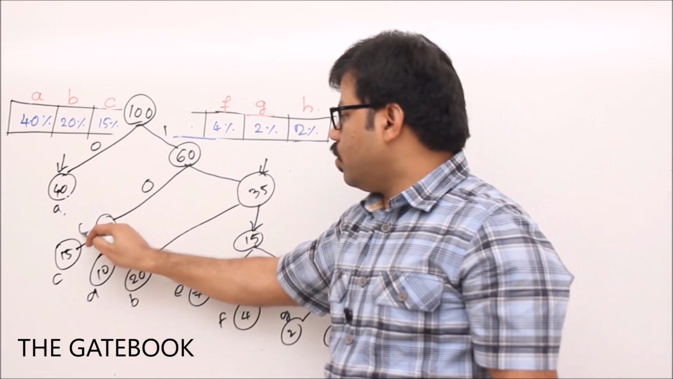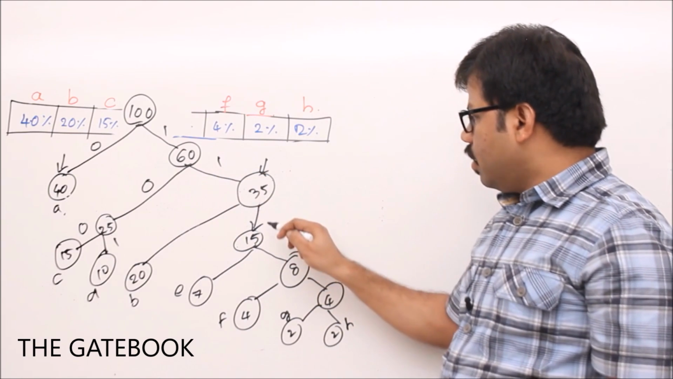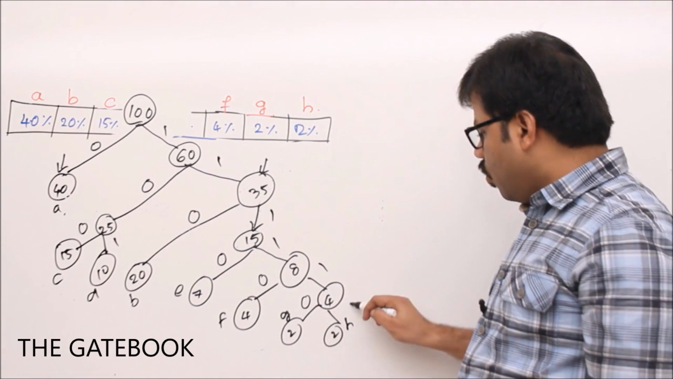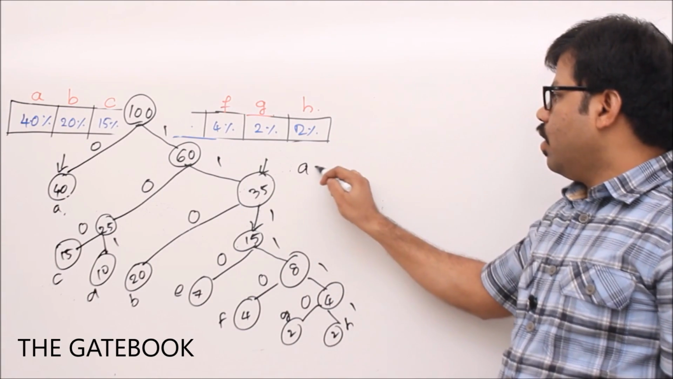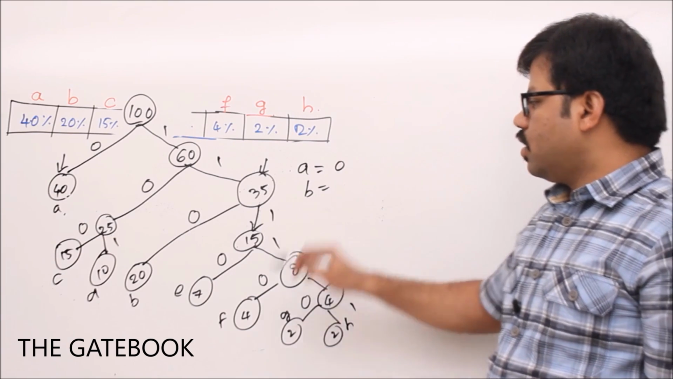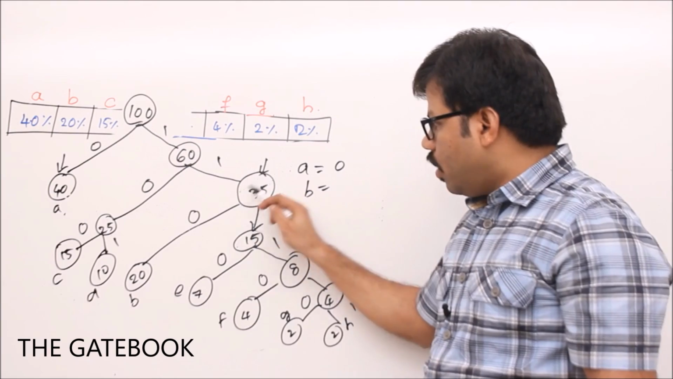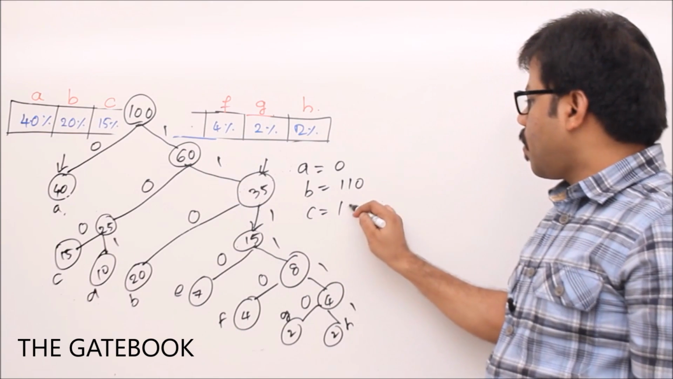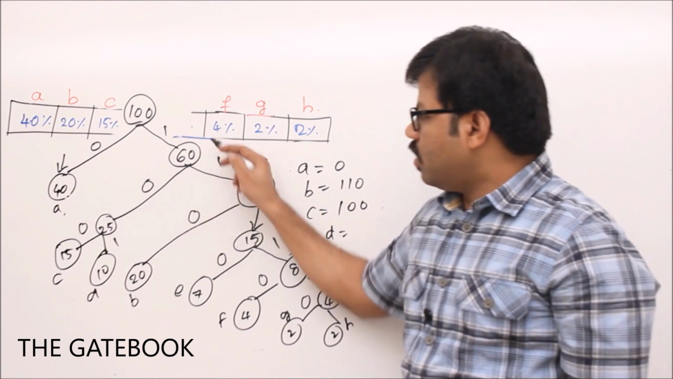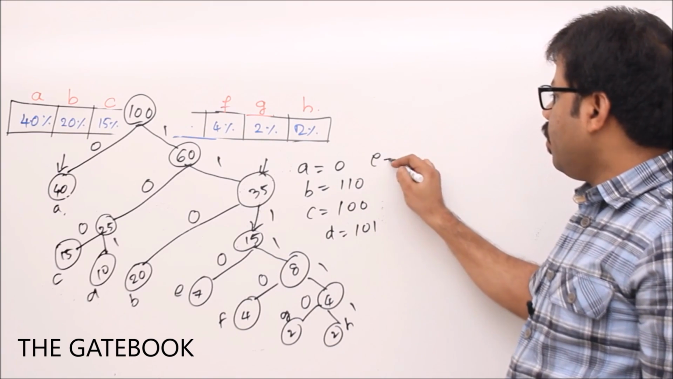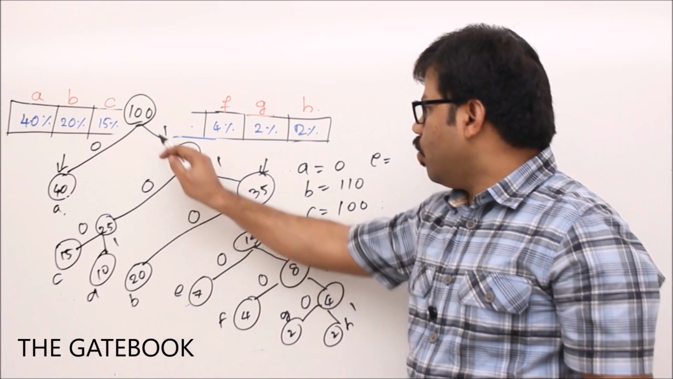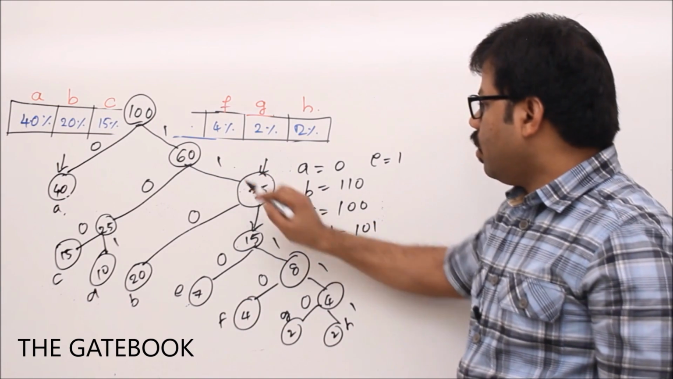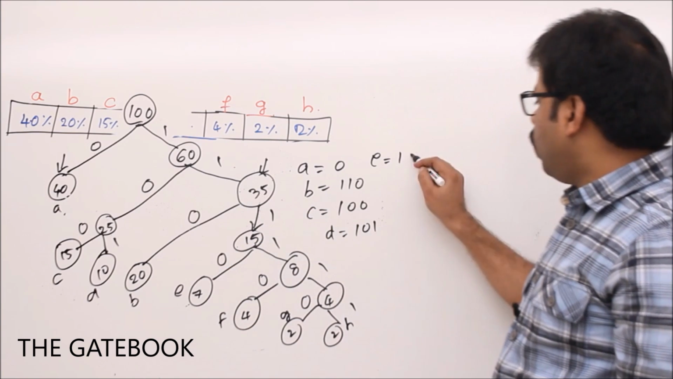Here 0, 0, 1 here, 1 here, 1 here, 0 here, 0 here, 1 here, 0 here, 1 here, 0 here, 1 here. Now let's generate the code for A. Code for A is 0, code for B is, see, descend the tree, 1 1 0, right? Code for C is 1 0 0, code for D is 1 0 1, code for E here, right? 1 1 1 0. So it is 1 1 1 here 0, triple 1 then 0.